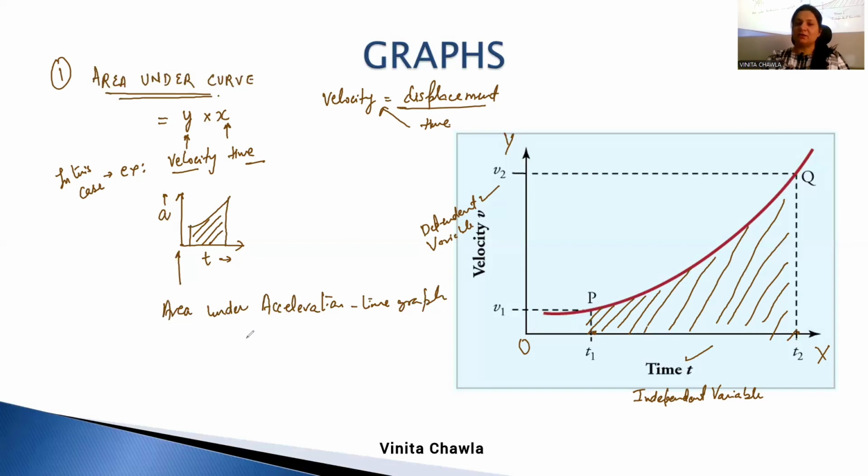See, what is acceleration? Acceleration is (v minus u) by t. So when we multiply a and t, what do we get? Velocity. So by finding the area under this curve, we get velocity. So the area under an acceleration-time graph gives velocity. The slope of a velocity-time graph gives acceleration. Easy?